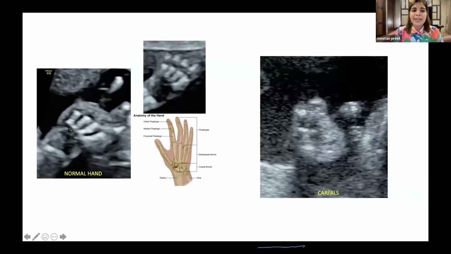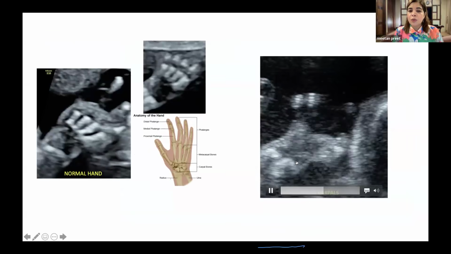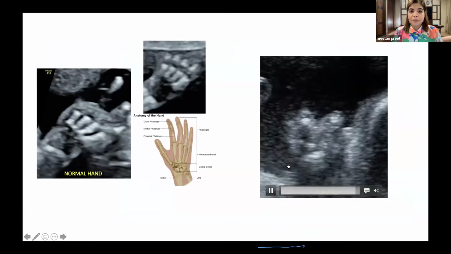As far as the hand goes, in a normal hand, we usually do not see any carpal bone ossification, but if you are seeing carpal bone ossification like seen here, you know that you're looking at something more.